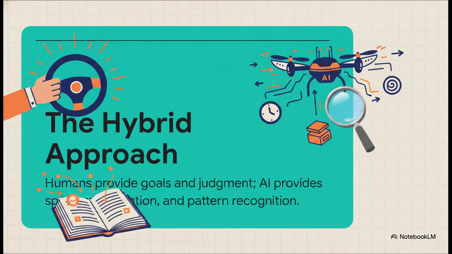So the best strategy is what we call a hybrid approach. Think of it like a partnership. You, the human, are in the driver's seat. You're the one setting the goals, asking the tough questions, and making the final call. The AI is your co-pilot. It handles all the heavy lifting, the processing, organizing, and finding patterns at speeds you can never match.